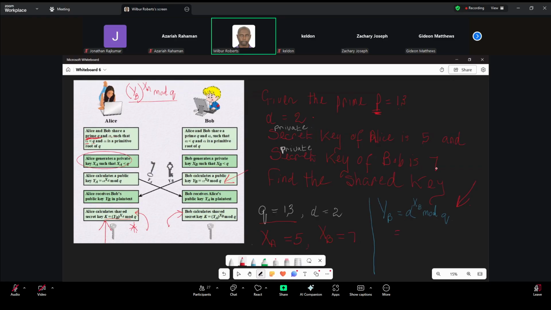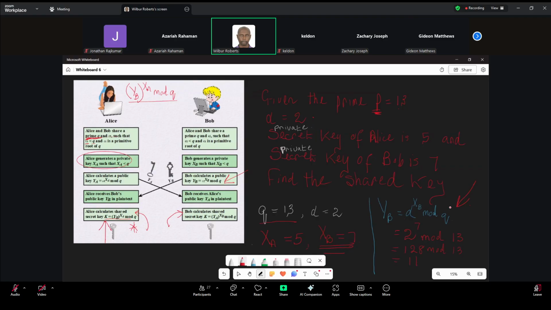So it's equal to alpha. What is alpha again? Alpha is 2. XB, Bob's secret key, is 7. So 2 to the 7 mod Q. Q is 13, right? Good. So 2 to the 7 is how much? 128. Yes. What is the remainder when we work out 128 mod 13? 11, I got 11 as well. So YB is equal to 11.